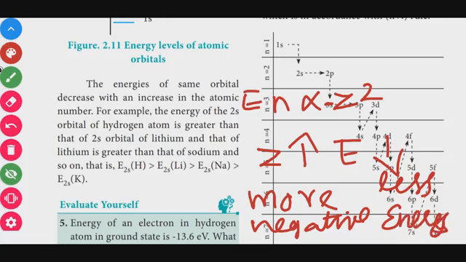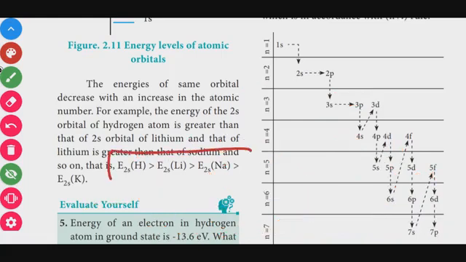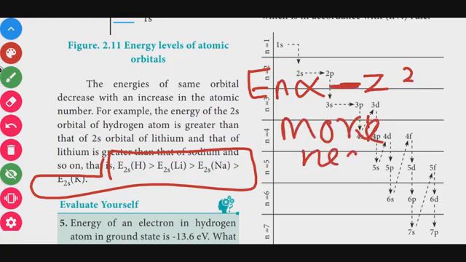The energy of the 2s orbital of hydrogen is greater than that of the 2s orbital of lithium, and that of lithium is greater than sodium. Hydrogen has atomic number Z equal to 1, lithium Z equal to 3, and sodium Z equal to 11. So the one with the lower Z value will have more energy, because energy is directly proportional to Z squared but there is a negative sign, which implies that as the atomic number increases, the energy value decreases. The more negative value exhibits less energy.